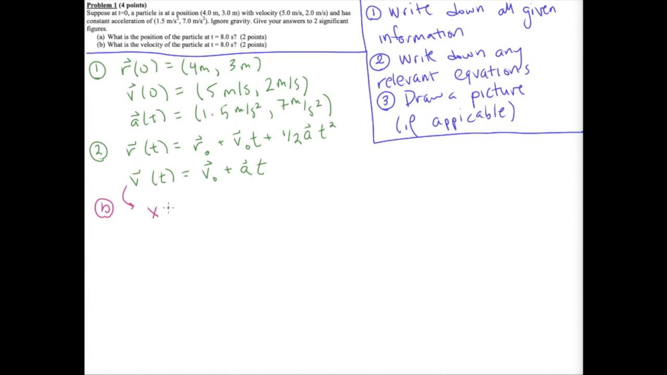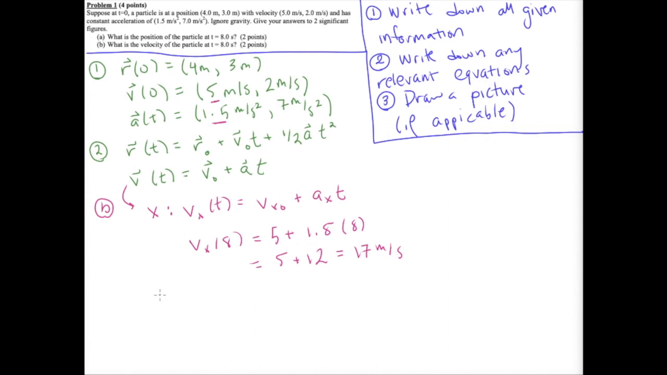So we're basically going to do the same thing we did in part A, but using that second kinematic equation. So again, really important to break it down into x and y components. So doing the x component first here, Vx of t equals Vx0 plus ax t. So our velocity x component at 8 seconds equals 5, which is our initial velocity in the x direction, plus 1.5 times 8. We have a little bit simpler algebra here. And we get 17 meters per second in the x direction.